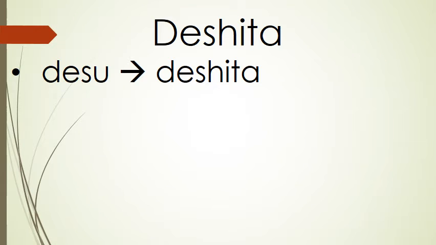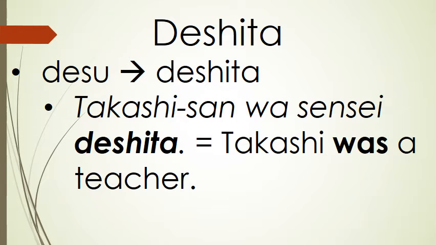So, if we're talking about the past tense, the first thing you should know about is deshita. Deshita is just the past tense form of des. So, if des means to be, or is, am, and are, deshita means was and were. For example, if I were to say, Takashi-san wa sensei deshita, that would mean Takashi was a teacher.